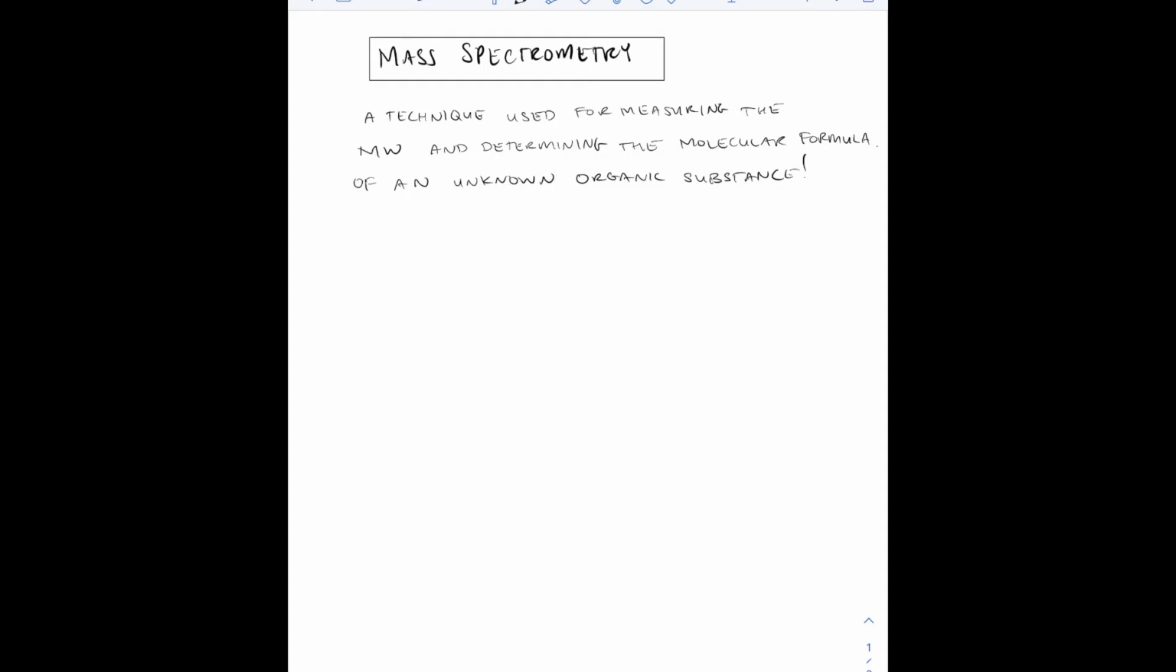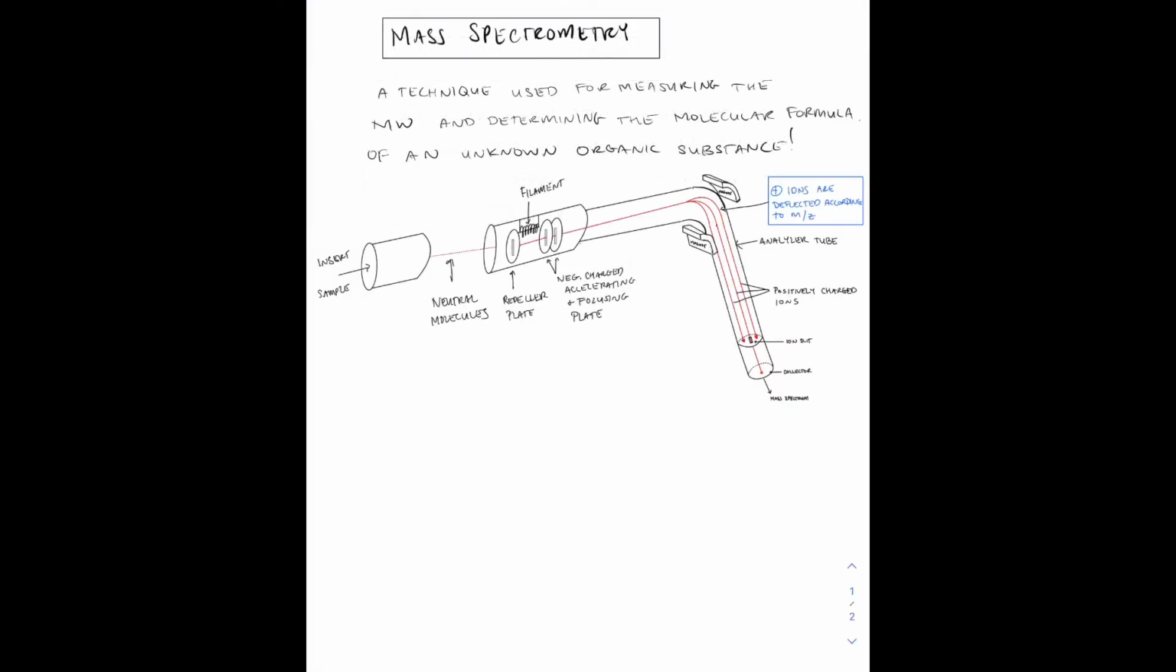for example. And what is this? It's a technique used for measuring the molecular weight, so MW, molecular weight, and determining the molecular formula of an unknown organic substance. Now, in general, usually this mass spectrometry is used in conjunction with the nuclear magnetic resonance, so NMR, as well as IR, infrared spectroscopy. And so those are some videos that we'll do later, but for now, let's take a look at mass spec and how we do it.